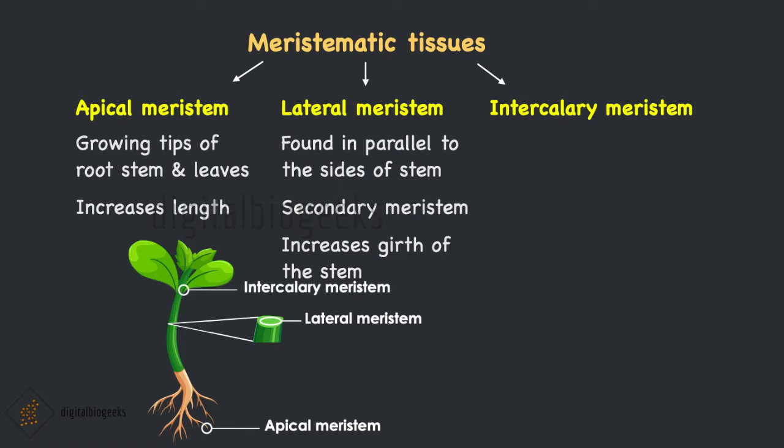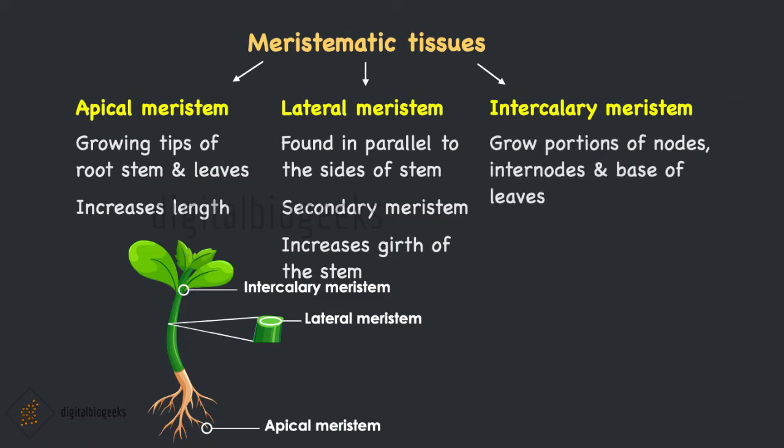Intercalary meristem helps to grow the portions of nodes, internodes, and the base of the leaves. Nodes are the points from where the buds, leaves, and twigs appear. So, intercalary meristems are present in these nodes.